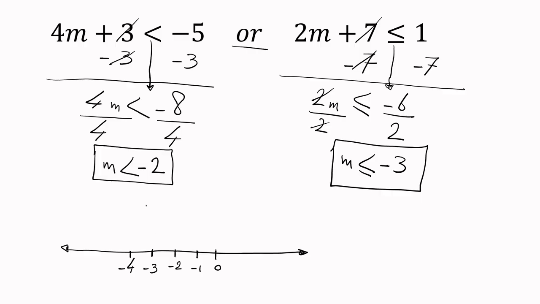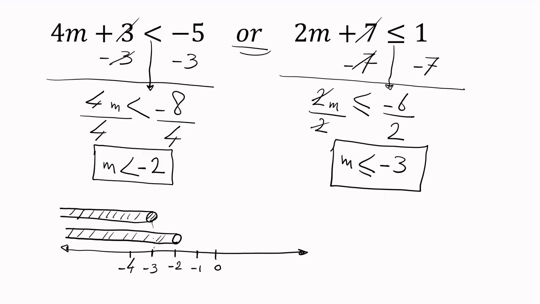The first one, less than negative 2, and negative 2 is not included, so I'm going to use an open circle. Second one, it is less than or equal to negative 3, right? So it has equal to, so I must fill this circle because it contains negative 3. And because it is less than, I must move toward the left direction, the negative direction. And this is my answer.